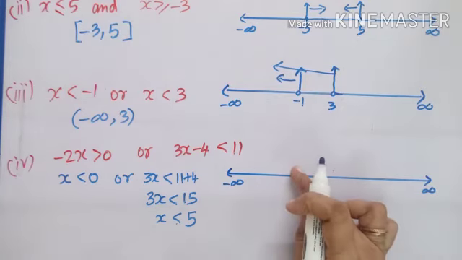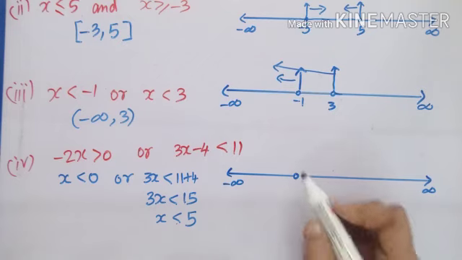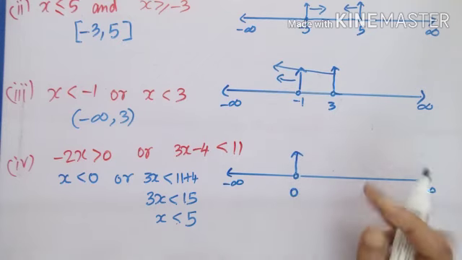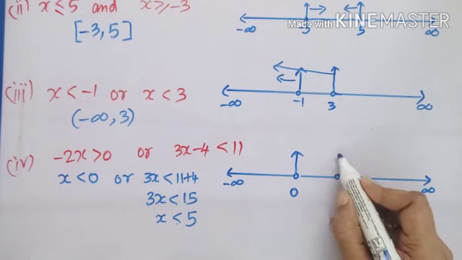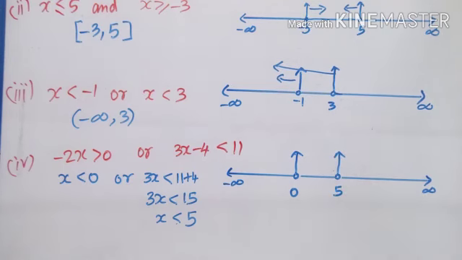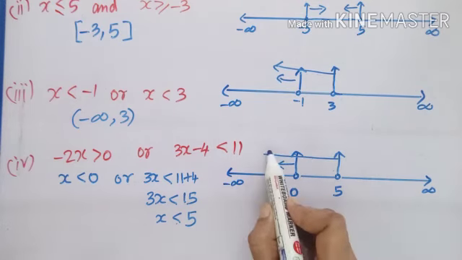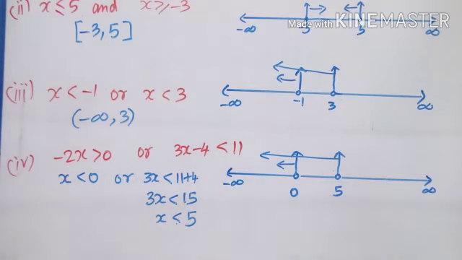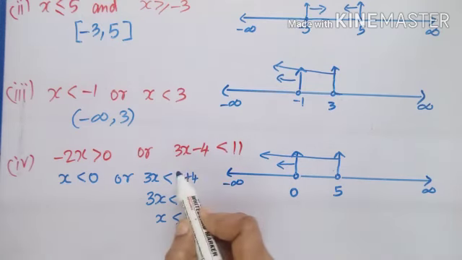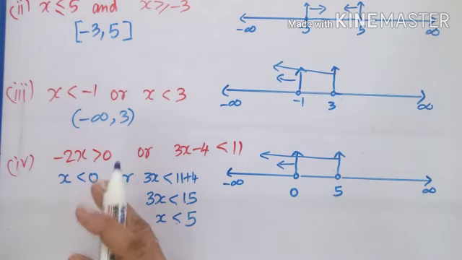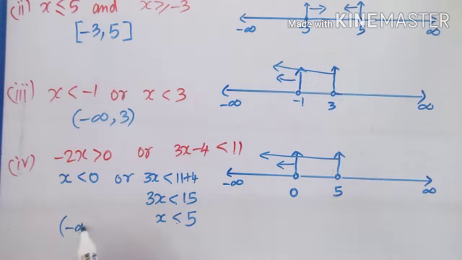So we'll mark. Again it is less, so put an open circle, mark 0. Again put an open circle, mark 5. My question is: less than 0 goes this way, less than 5 goes this way. Now my question is OR. The word OR means I have to join both. In that case, what is my answer? Below 5 will be coming when I join both. So my answer is minus infinity to 5. It is only the less symbol, so put only a round bracket.